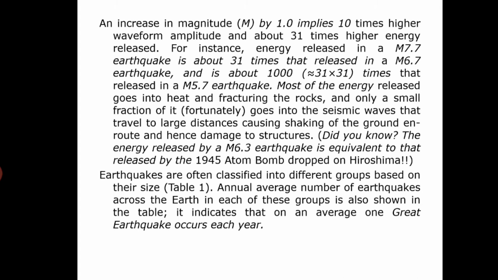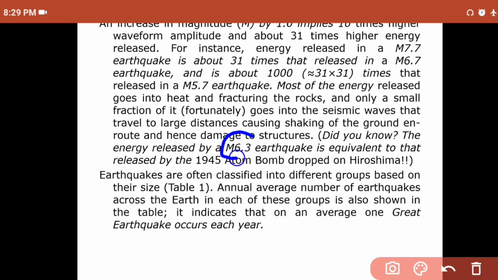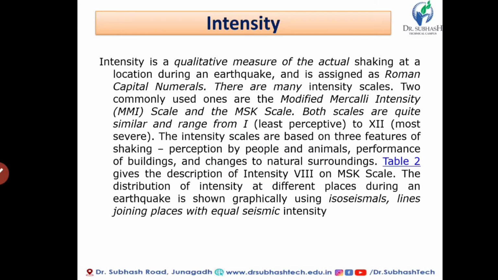An M6.3 earthquake is equivalent to the release of the 1945 atom bomb dropped on Hiroshima. You can see the comparison between the atom bomb and the intensity of a 6.3 earthquake. It is nothing but likely the 1945 bomb dropped on Hiroshima. So you can visualize how much energy is released when an earthquake occurs, just because of 6.